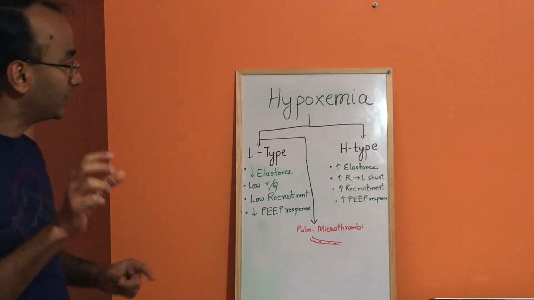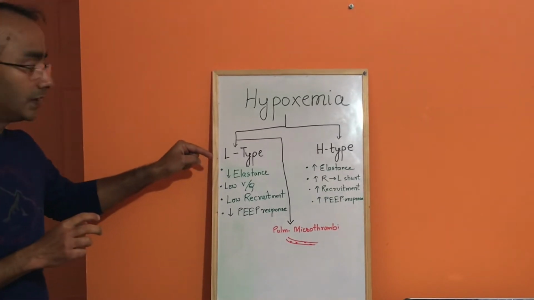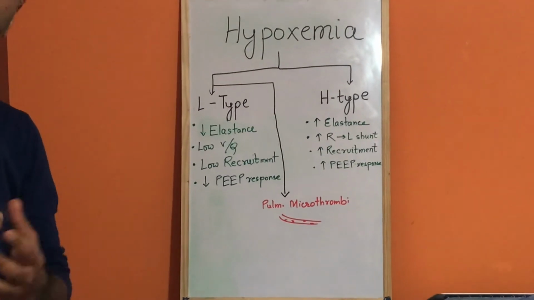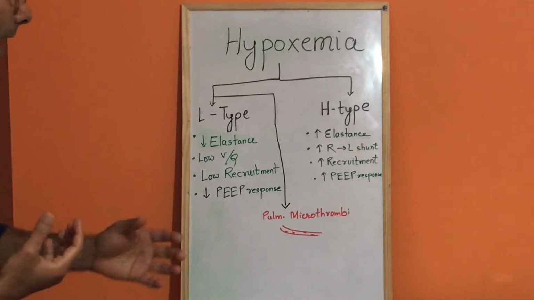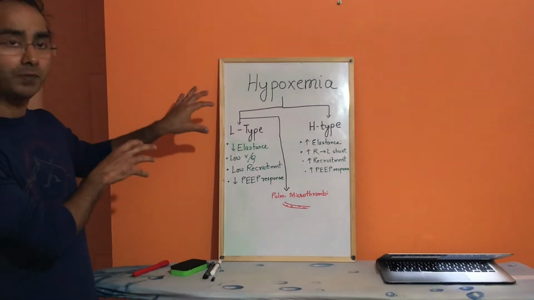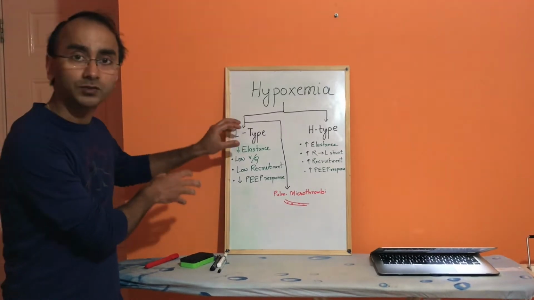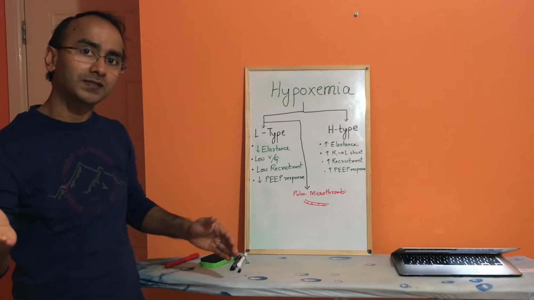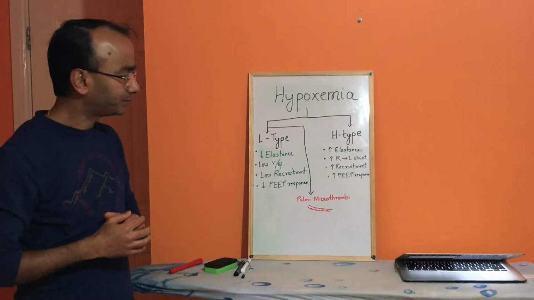Another element we need to talk about in the L type is that these patients have lots of pulmonary microthrombi, and that increases the dead space, which is an important part in causing hypoxemia in this group of patients. This is important because when we look into the management, we will see how it can be beneficial.